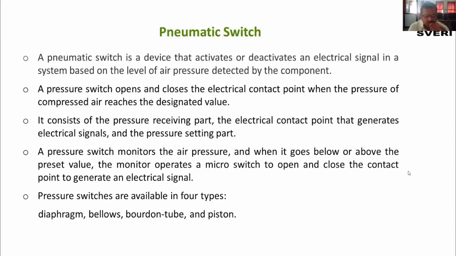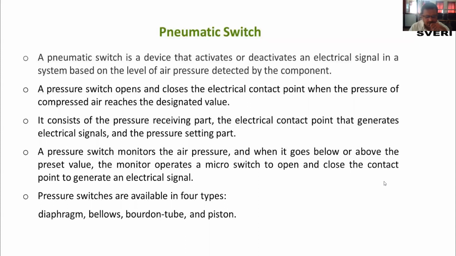It consists of the pressure receiving part, the electrical contact point that generates electrical signals, and the pressure setting part. A pressure switch monitors the air pressure, and when it goes below or above the preset value, the monitor operates a micro switch to open and close the contact point to generate an electrical signal.